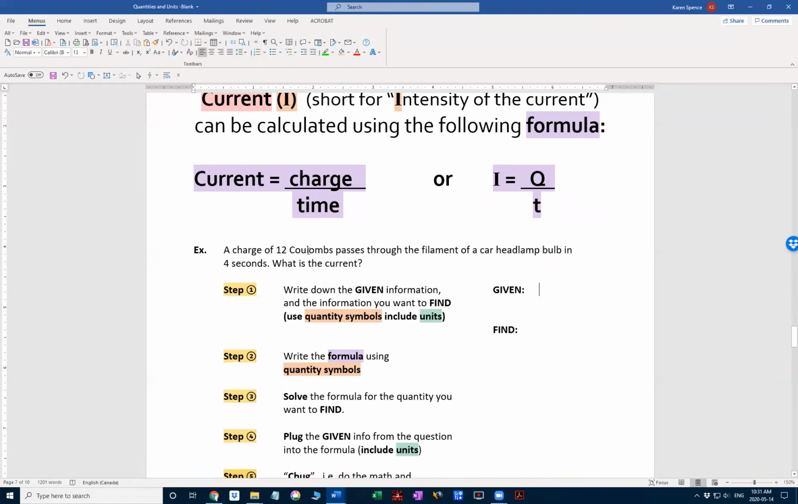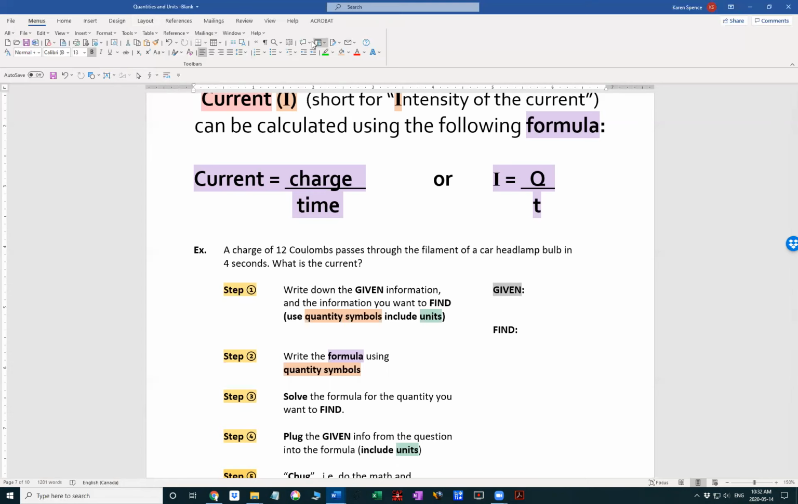We are told that a charge of 12 coulombs passes through the filament of a car headlamp bulb in 4 seconds. What is the current? Okay, I'm not going to ask you things because nobody is answering me today. It's okay. We're just going to whip through this because we've already been here a half an hour and we don't want to be here for too much longer.